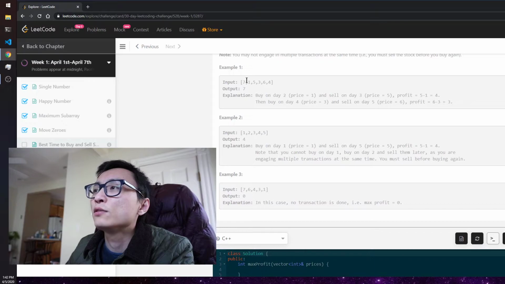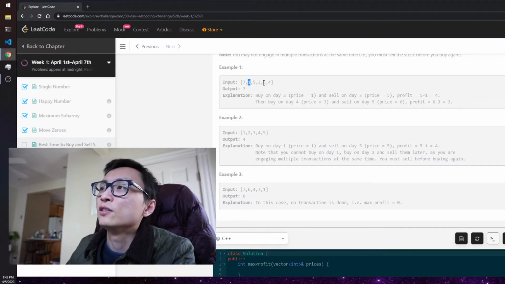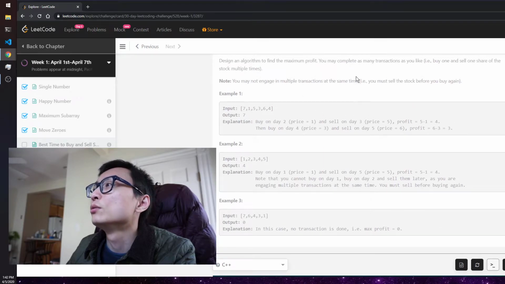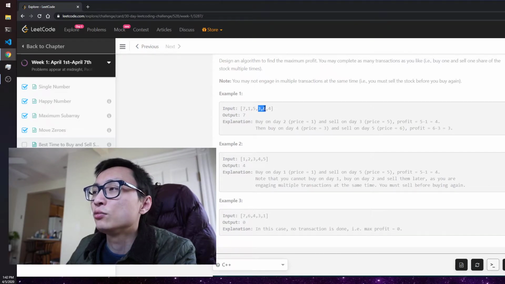The example here we have 7, 1, 5, 3, 6, 4. If we only make one transaction, we can buy at 1 and sell at 6. The maximum profit by doing that bigger, longer transaction is 5. But we can do multiple transactions. So we can buy at 1 and sell at 5, locking in a profit of 4. Buy at 3 and sell at 6, locking in another profit of 3. The 3 plus 4 is 7. That's the total most optimal profit we can make.